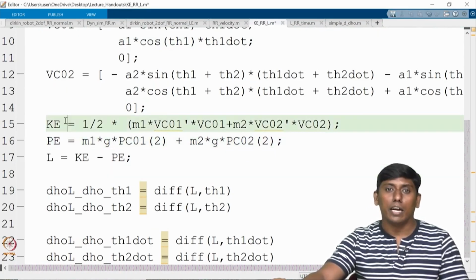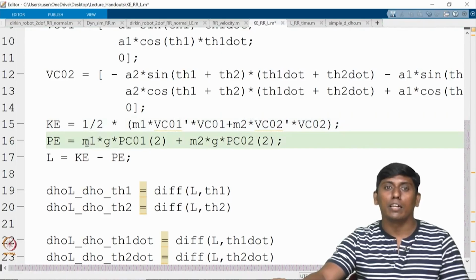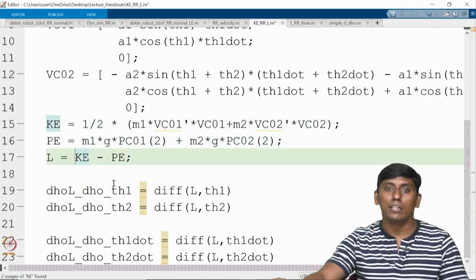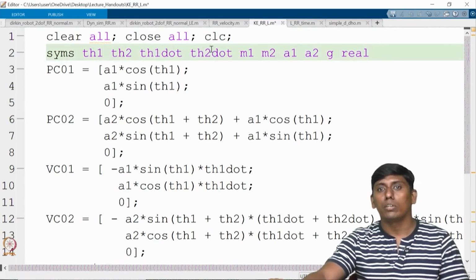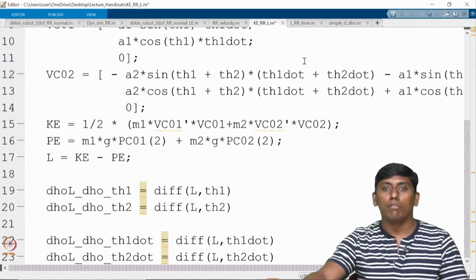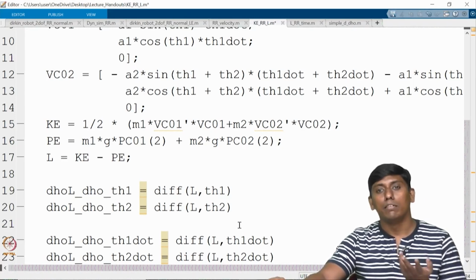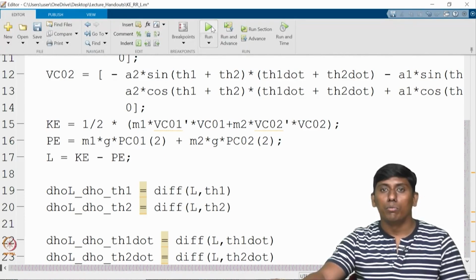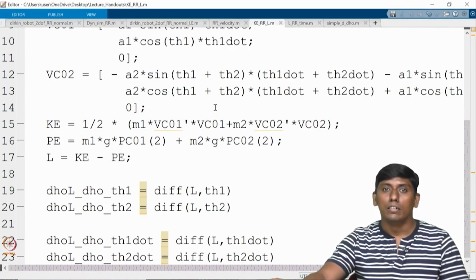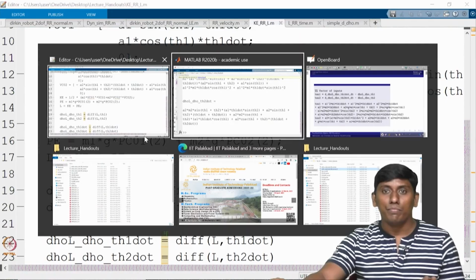So now you can see that the kinetic energy we calculated, potential energy we calculated, and the Lagrangian we have calculated. So then you can see here the theta 1, theta 2, theta 1 dot, theta 2 dot are all independent variables, in the sense there is no time t defined. So now if I take this dou L by dou theta 1 and dou L by dou theta 1 dot, they will be found, right. So now if I do this, what I will get is a bigger set of equations, right.